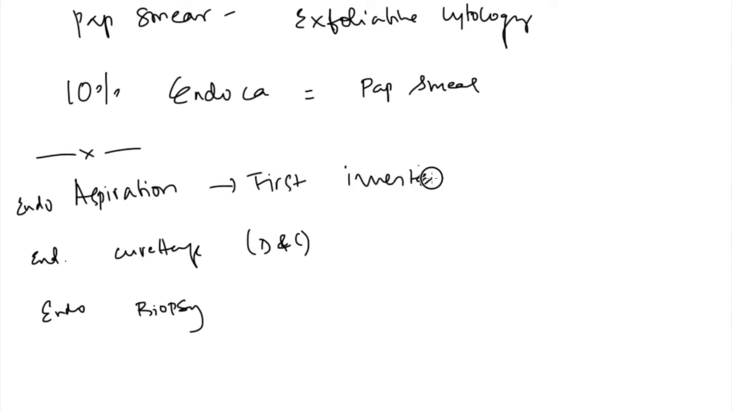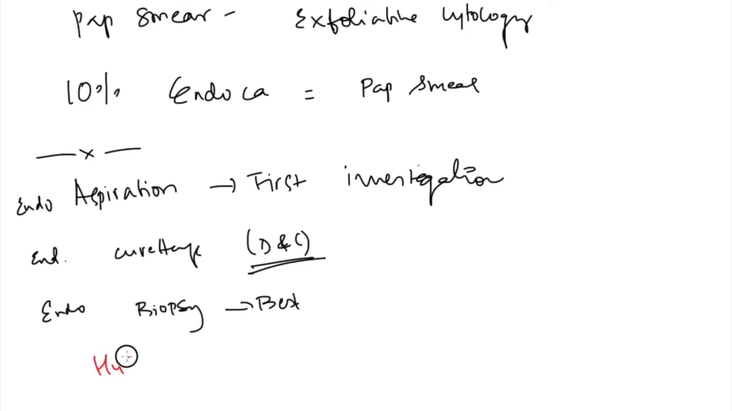If someone asks what is the first investigation you want to do, the answer is, after your TVS, that is transvaginal sonography, once you know that there is thickening and so on, the first investigation in this postmenopausal woman is endometrial aspiration. But the best is biopsy. Earlier we used to say that D and C is the best, but nowadays it's endometrial biopsy. How are you going to take the biopsy? It's basically hysteroscopic.